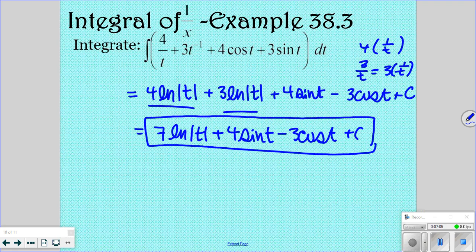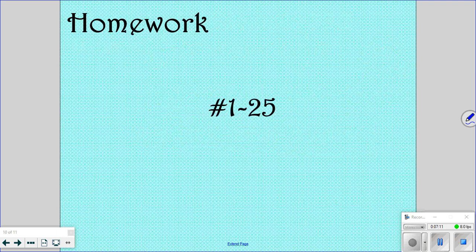So that's how you integrate sums and 1 over x. So your homework tonight is 1 through 25, so make sure to do those so that we can go over any questions you have tomorrow.